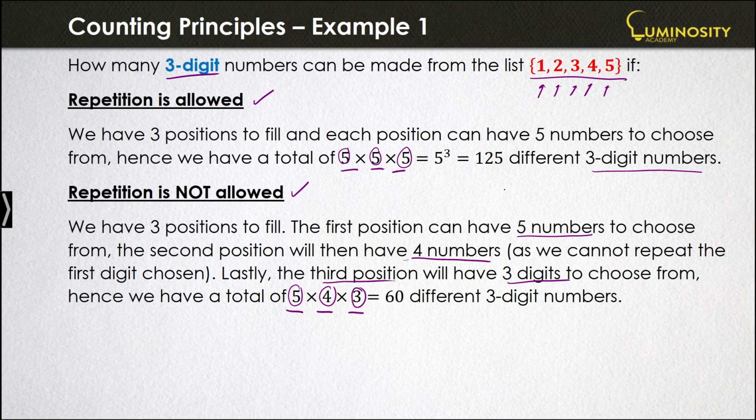So can you see that this number is much smaller than 125? So whether you have repetition or no repetition matters, because repetition allows you a larger number of possibilities, whereas no repetition lowers the number of possibilities that you can choose from.